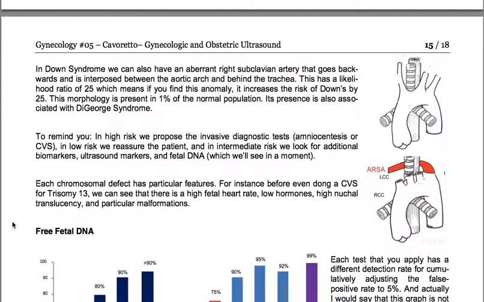In Down syndrome, we can also have an aberrant subclavian artery that goes backwards and is interposed between the aortic arch and behind the trachea. This has a likelihood ratio of 25, which means if you find this anomaly, it increases the risk of Down's by 25. This morphology is present in 1% of the normal population. Its presence is also associated with DiGeorge syndrome.